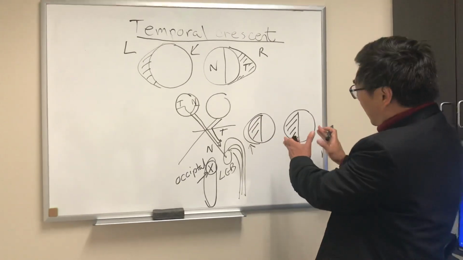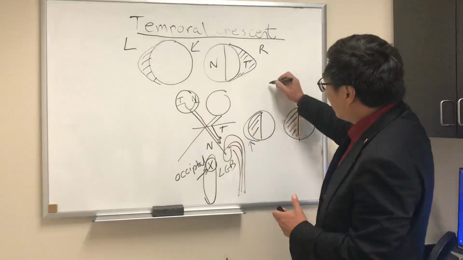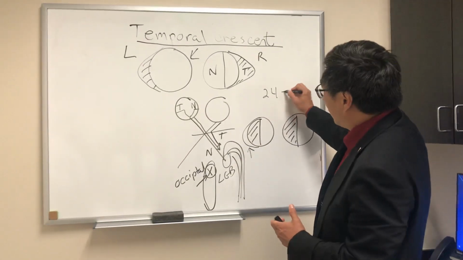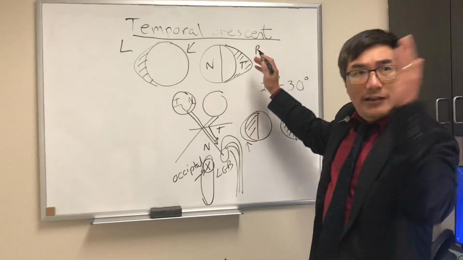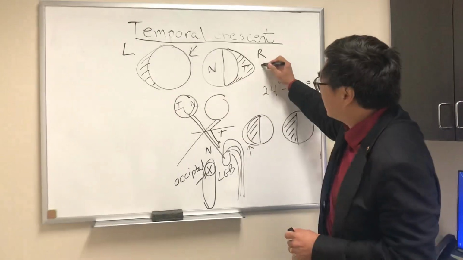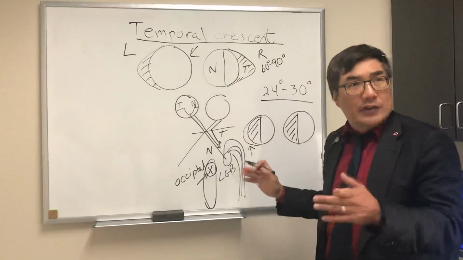So in every patient with a homonymous hemianopsia, we want to test for this temporal crescent. And normally in automated perimetry, we only have a 24 or a 30 degree visual field. And this temporal crescent is way out here in the temporal region. It's 60 to 90 degrees out there, and so you really can't use a 24 or 30 degree field to capture that.